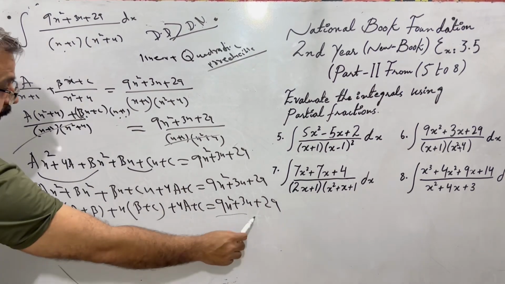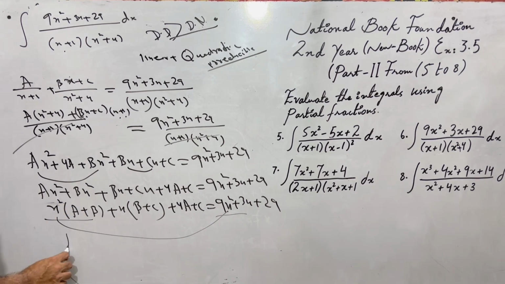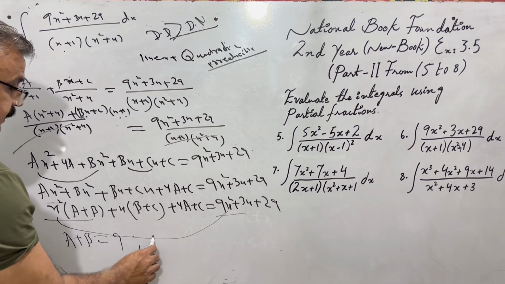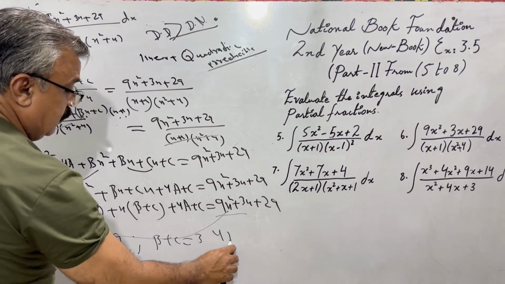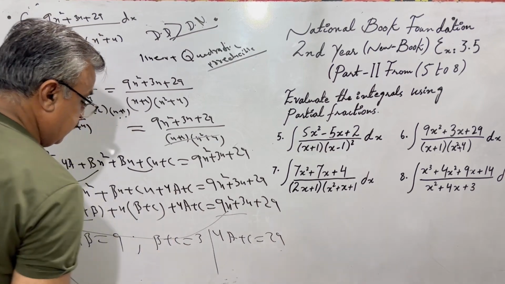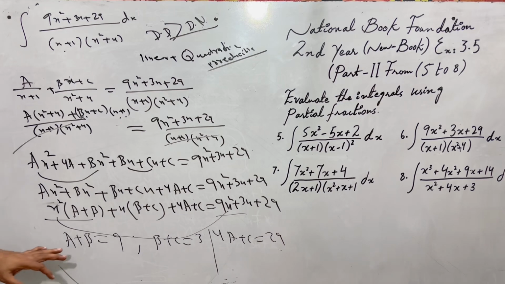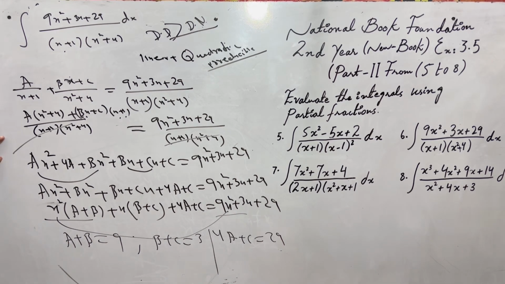Comparing the like terms, the coefficient of x square on both sides, our first equation is a plus b is equal to 9. Second, b plus c is equal to 3. Third, 4a plus c is equal to 29. Three different equations involving a, b and c. They are going to give us a tough time, but utilize your concept from here.